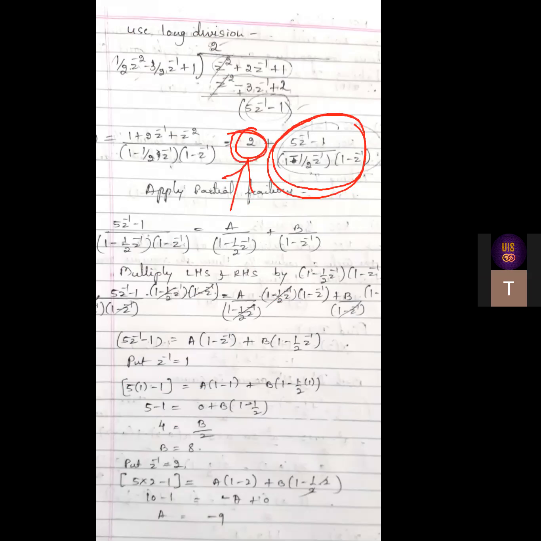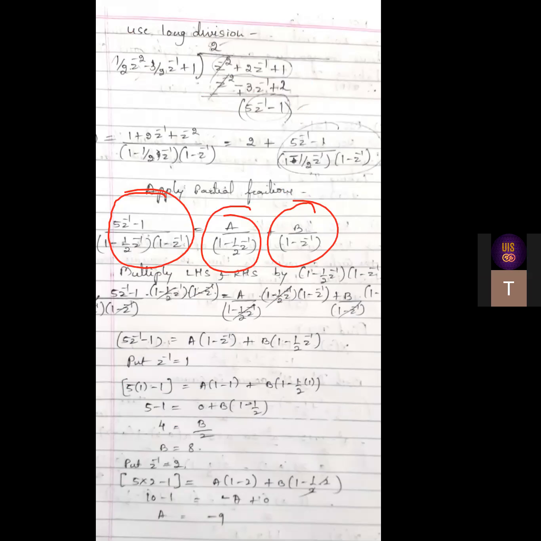You apply partial fractions only to this second half. That's why I have taken only the second half here. Apply the partial fractions. 2 factors are there: A divided by that plus B divided by the other. Then we need only the numerator part. So multiply these two brackets on both LHS and RHS. If I multiply, these two get cancelled. Here also one bracket cancels, one more bracket cancels here. You can see it is getting cancelled.